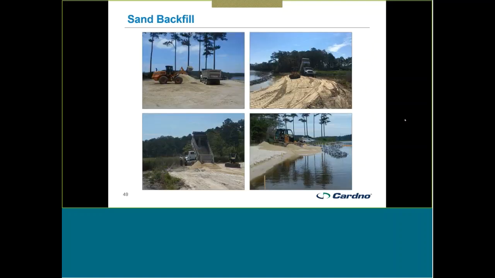The backfill followed a pretty similar process. Our permit required that all the toe sills had to be constructed before we could backfill. Then we just took sand, dumped it in a dump truck, backed it down the berm, dumped it out, and graded it out with a bulldozer. That was a pretty straightforward process.